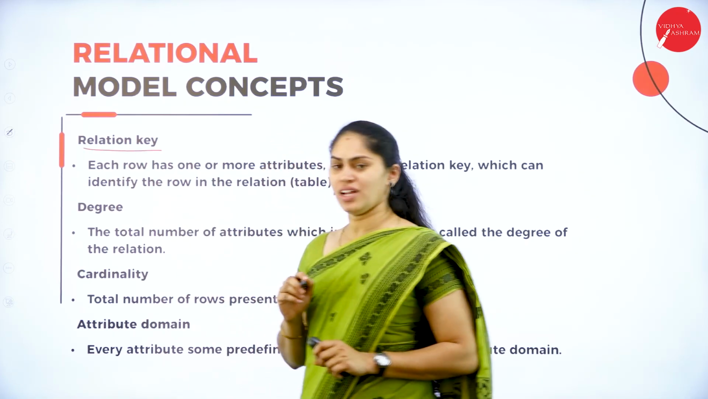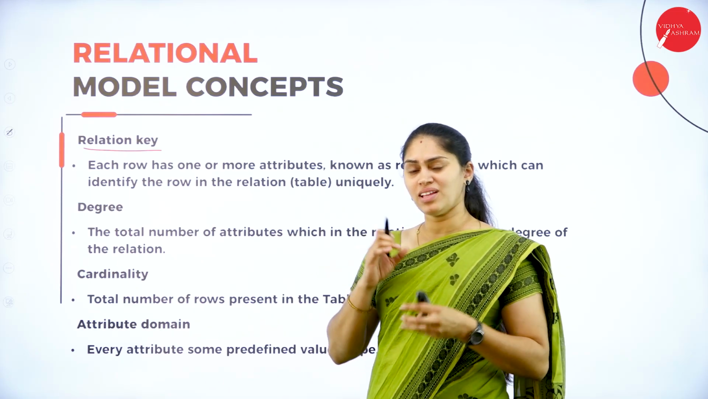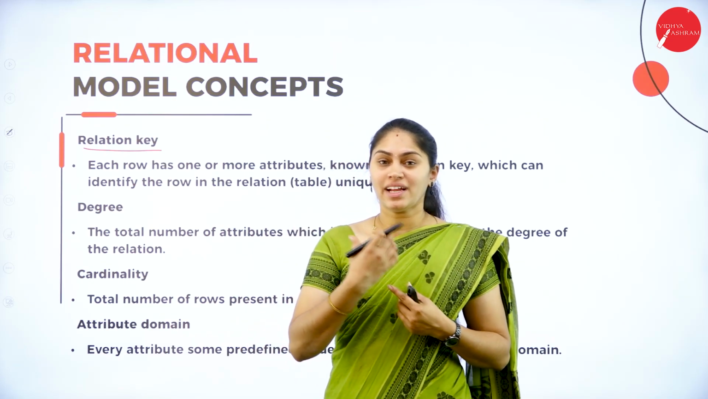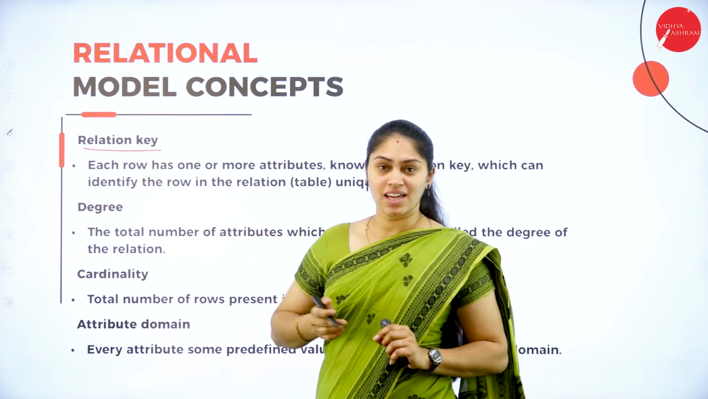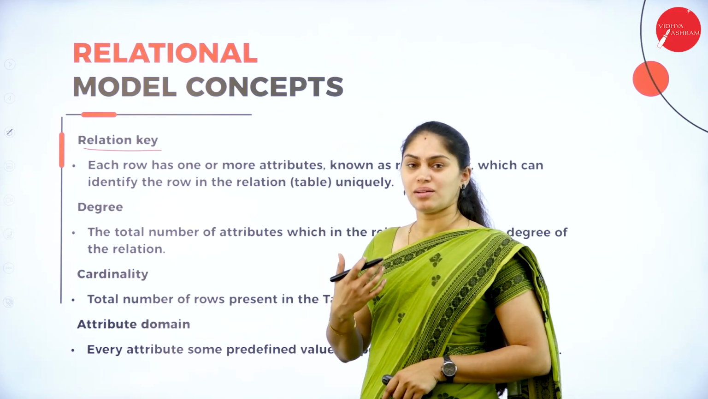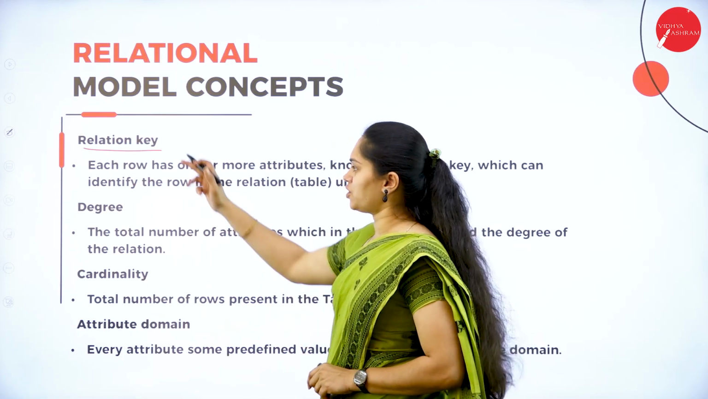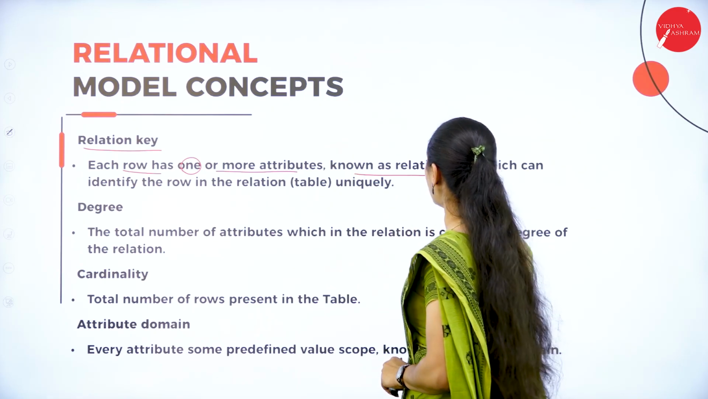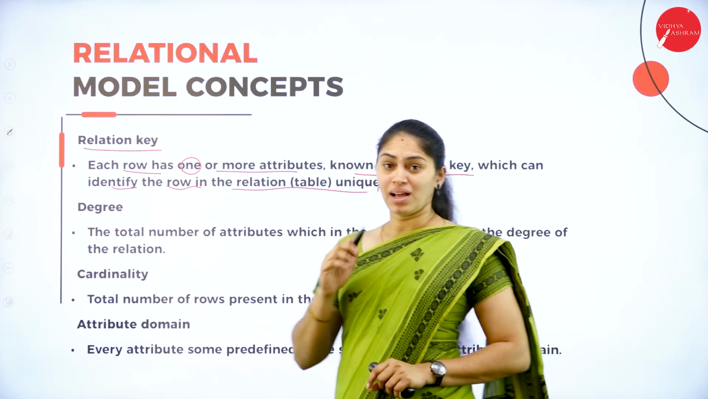Here we have a relation key. As you all know, we have a table, and in that we have rows and columns. Then how can I find the uniqueness of each tuple? How can I find the uniqueness in each record? Then we are going to use this relation key. Is the key of every row the same? No, right? We have uniqueness in the key. So in order to identify the uniqueness of each row in a table, we are going to use this relation key. Each row has one or more attributes known as a relation key, which can identify the row in the relation table uniquely.